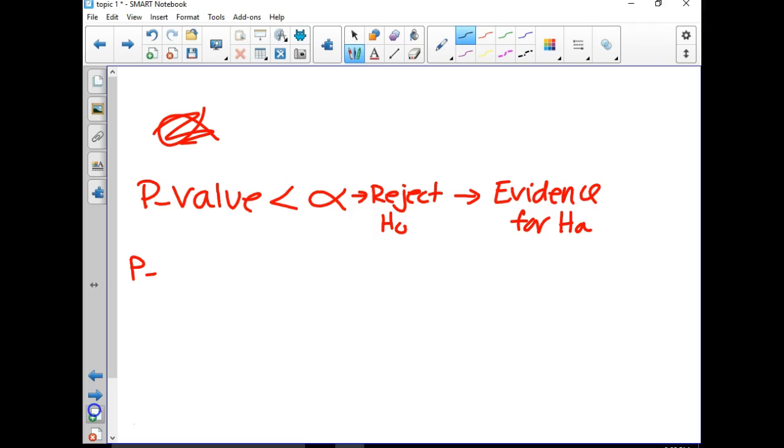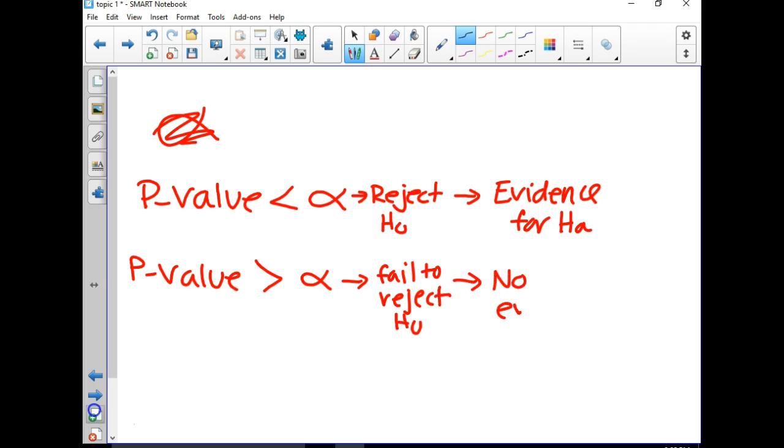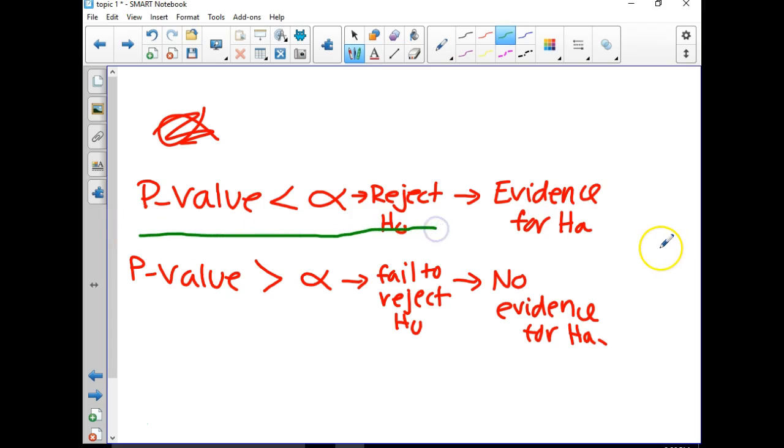If our p-value is greater than alpha, we fail to reject. We have no evidence for HA. You need 2 sentences. So the first sentence would be right here: Because my p-value is less than alpha, I reject H naught, period. The second sentence right here: I have evidence for HA.